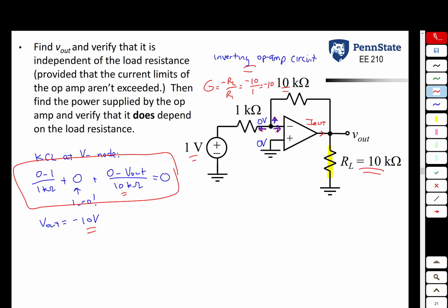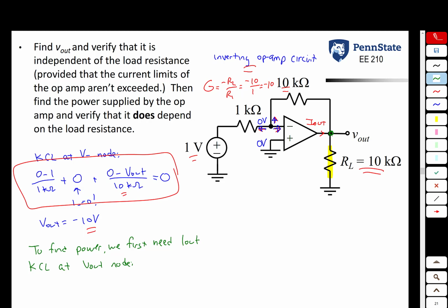So at this point, we solved the first part of this problem. We found V out. Now what we need to do is find the power supplied by the op amp and verify that it does depend on the load resistance. So we'll do that now. So to find the power, we first need to find I out. How do you find I out? You do KCL at the V out node. Remember, you never do KCL at the V out node when finding the voltage V out, but now that you know V out, we could do KCL to find the current.